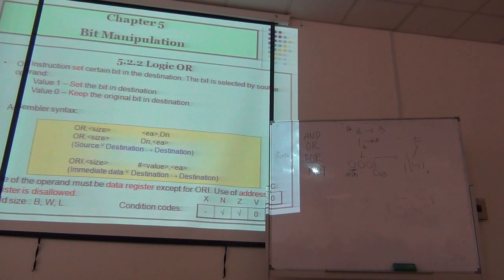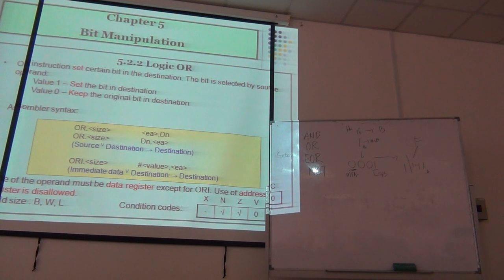Alright, next one, logic OR. If you look at the definition here, it is a bit lengthy, but very simple: for OR, if anything is 1, you get 1. 0, 0 is 0. If any input is 1, you must have 1 for OR. The result will be like that.